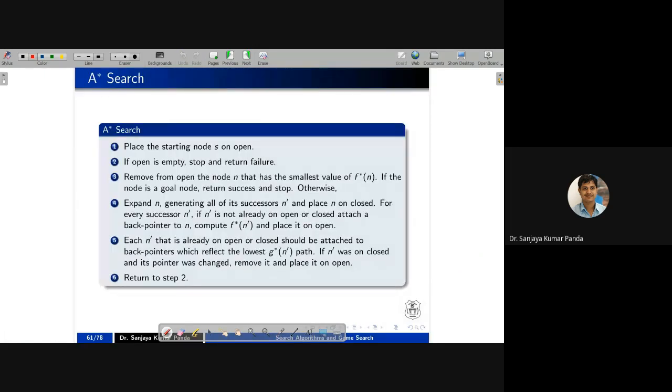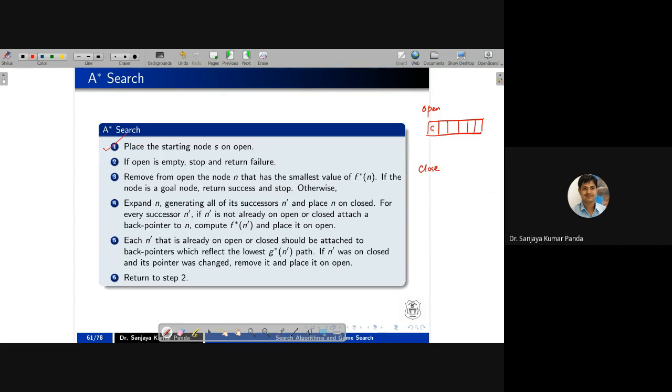So this is the algorithm. You can go through this algorithm. As I said earlier, you have to maintain 2 lists. One is called the open list, another is called the closed list. First, you have to put the start node S on open. So let's say there is an open list. These are the nodes that are waiting to be expanded, and this is a closed list.